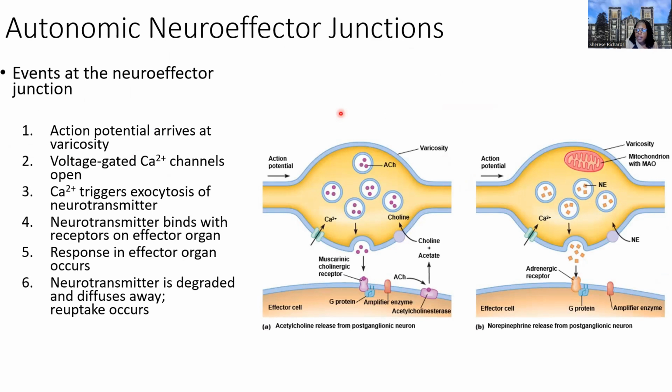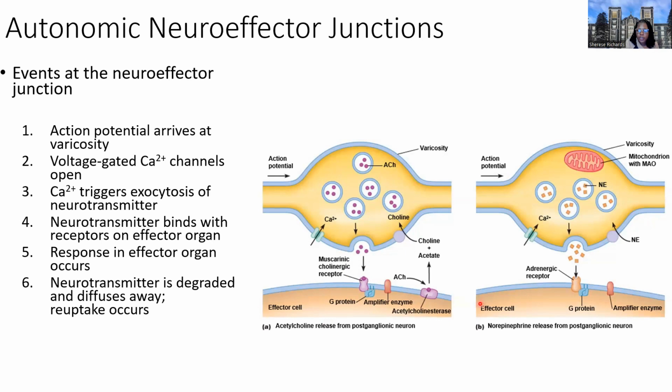So let's look at the steps of this type of response. It's very similar to the steps that we illustrated before when we talked about the synapse, but there are just a few differences. The action potential arrives at the varicosity. Voltage-gated calcium channels open up. Calcium rushes into the varicosity. This triggers exocytosis, and the vesicle moves closer to the membrane and then dumps its contents into the neuroeffector junction. The neurotransmitter can cross the cleft. It can bind to the receptor on the tissue.